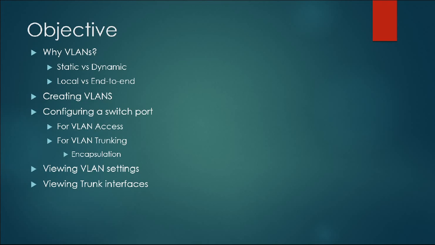And then again, just to go over what we discussed, we talked about why you'd want a VLAN, the differences between static and dynamic VLANs, local and end-to-end VLANs. We created some VLANs. We configured some switch ports to be an access, static access or dynamic access. We configured some VLAN trunks. We talked about encapsulation. We viewed our VLAN settings and our trunk port settings with various commands.